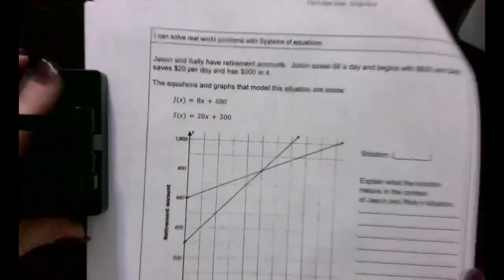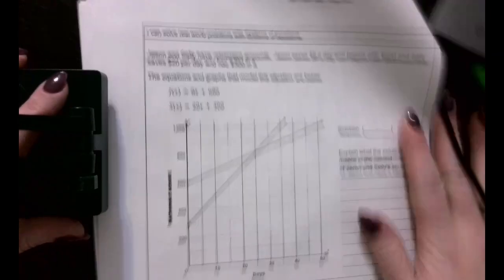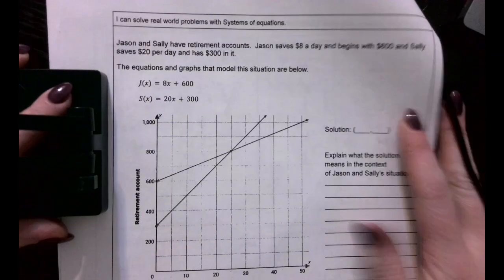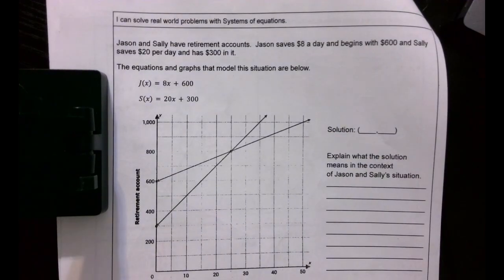Alright, let's try a word problem. Now this is being really nice to us because we don't have to write the equations, we don't have to graph the equations. All we have to do is look at all the work they did for us.